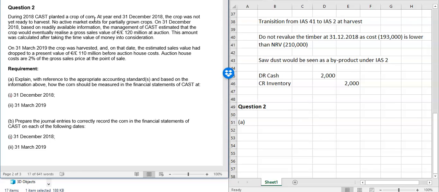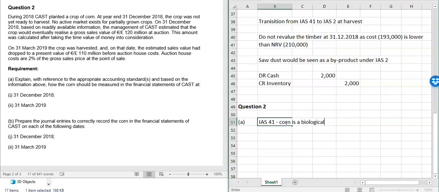All right, so we have things to consider here then. First one is what's the relevant standard? Well, we know here the relevant standard in the case of the corn is IAS 41, right? This is, if you want to put it down, corn, to justify it, is a biological asset. So again, you're just showing the examiner, I know the relevant standard, and I know why it's IAS 41.